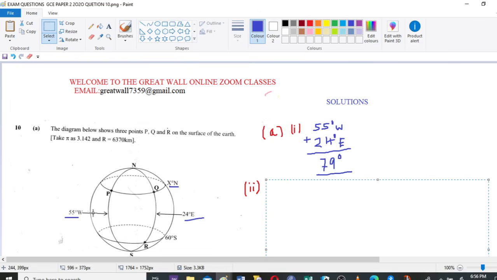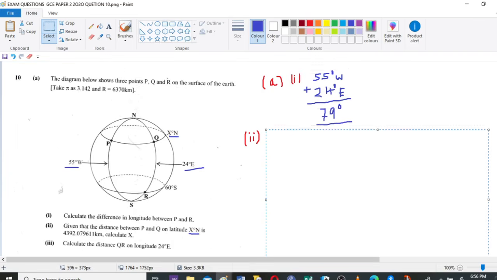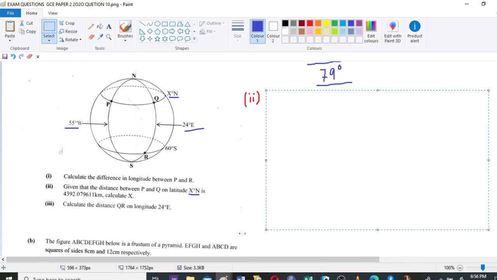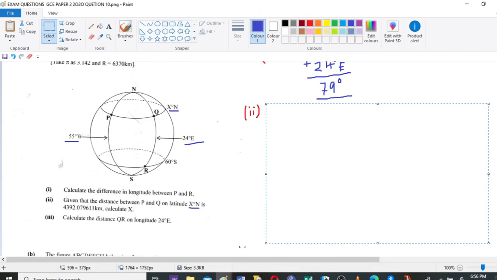So taking these two longitudes, we have the west and the east. Now look at the signs. One is west and the other one is east, and that tells you that to find the difference you are going to add these two. So when you add 55 degrees west plus 24 degrees east, you get 79. All right. Now the second question. The first one is pretty simple.